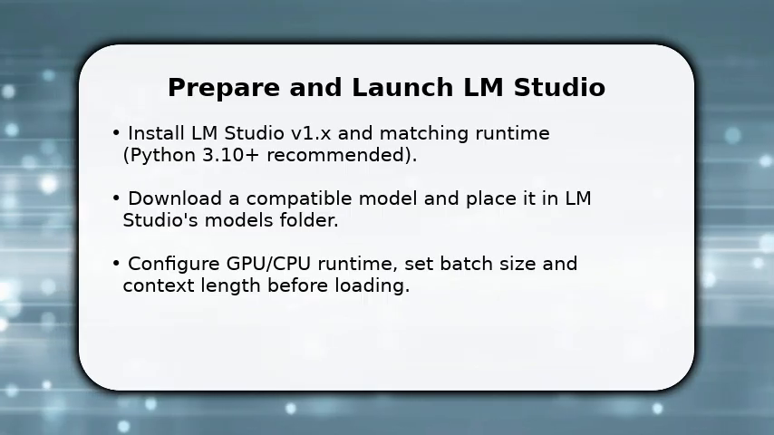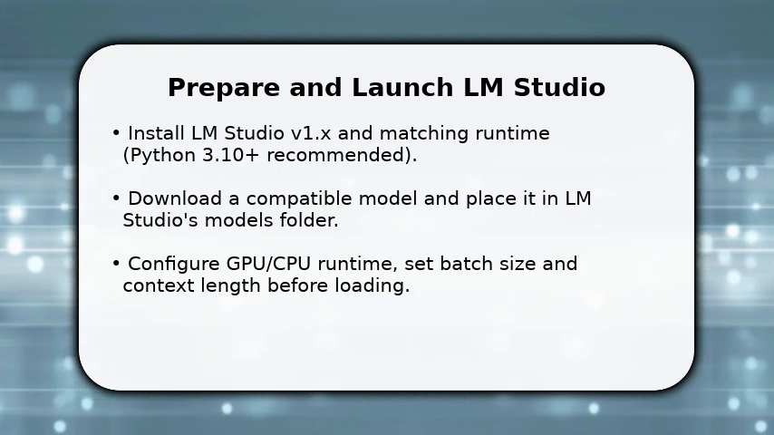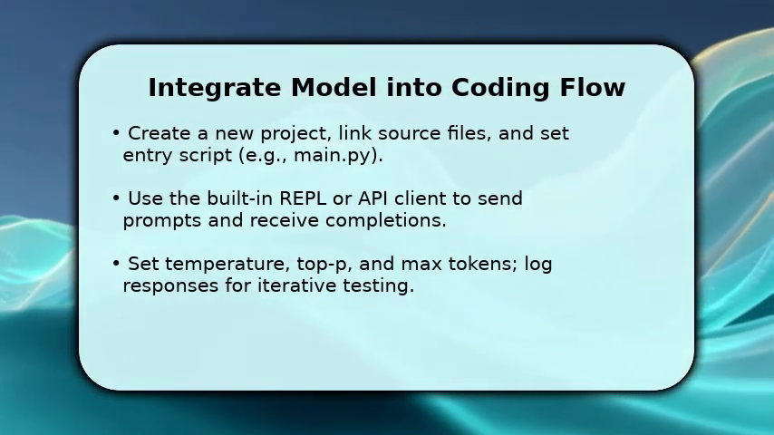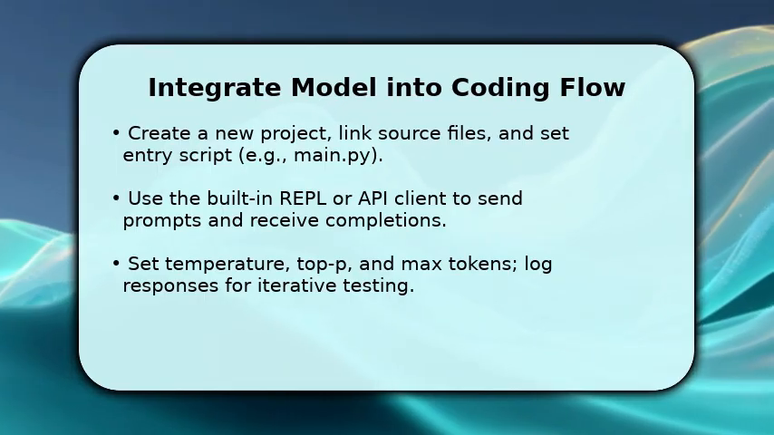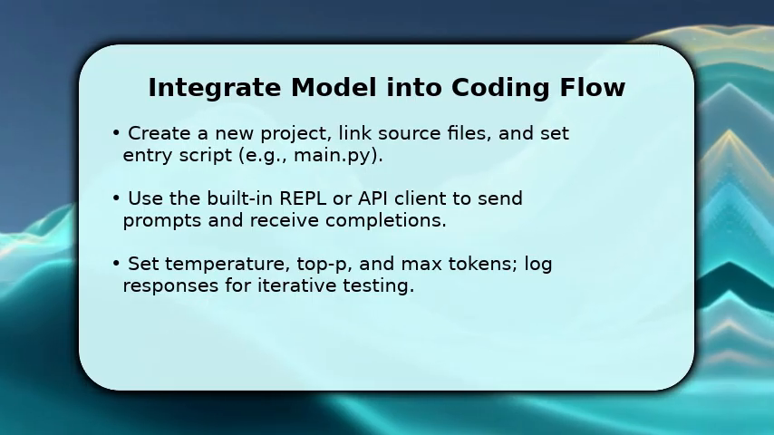Finally, open the coding workspace to connect an editor or notebook. You'll need this to run and test snippets right away. You now connect the model to your codebase and test interactions. Start a new project and point LM Studio at your entry script like main.py, so outputs map to your app flow.